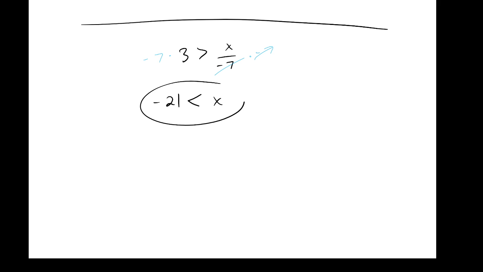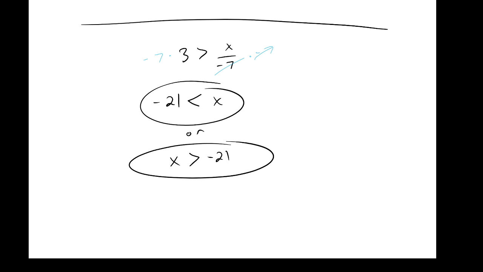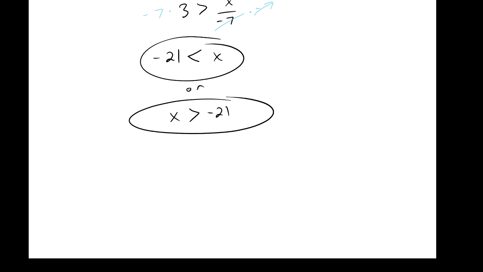This is our answer. Or, of course, what we would like to write is we like to write the variable on the left side, right? The inequality opened up to the x. And we have x greater than -21, which is great. We prefer it this way because when we graph, we know which direction this guy should be pointing in, right?